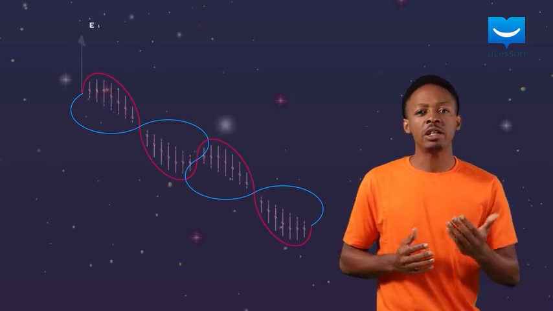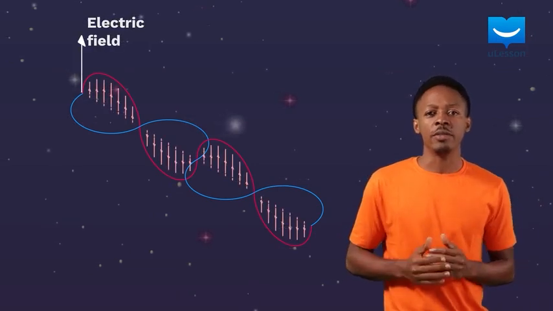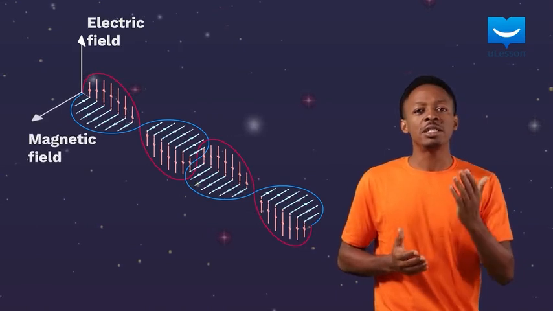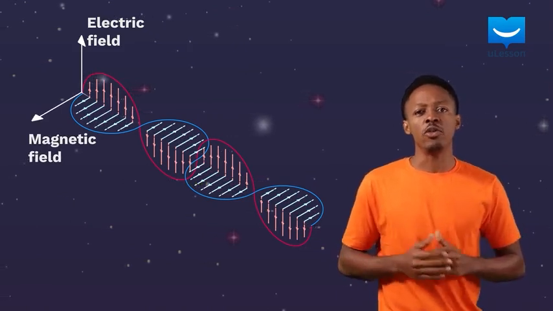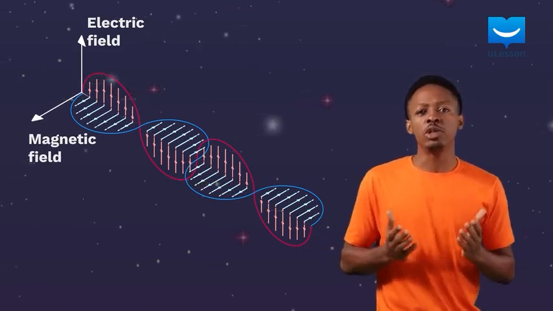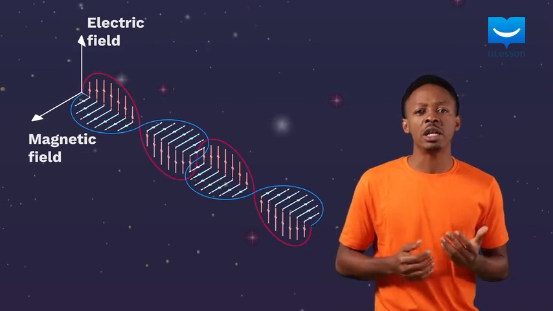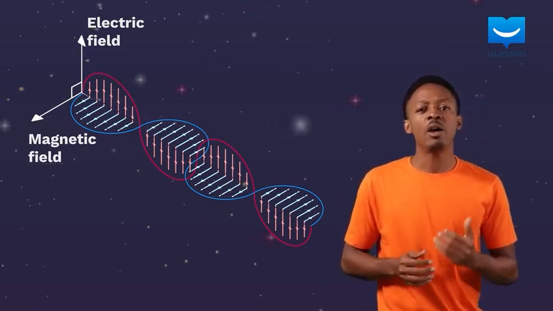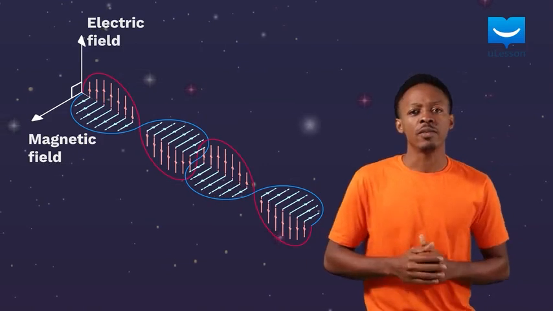Looking at this diagram closely, you will see that the electric field is vibrating vertically. Looking at the magnetic field, you see it vibrating sideways to and fro. If we draw the angle between them, you will notice it makes an angle of 90 degrees. This is why we said they are perpendicular to each other.